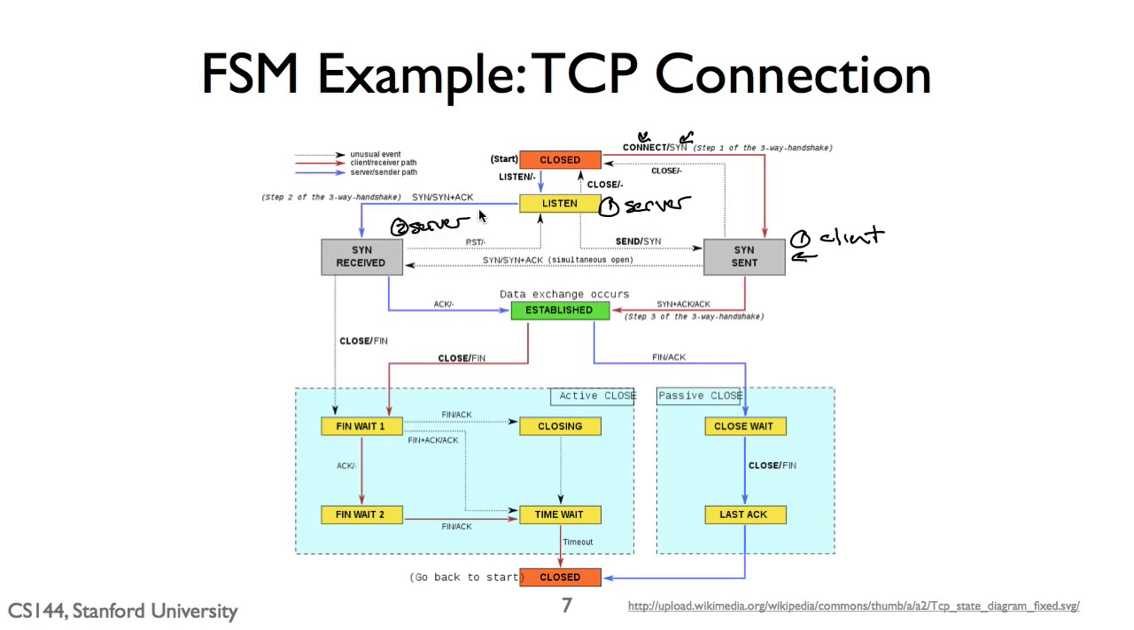Let's jump back to the client. Remember, it was in the SYN sent state. Now, when it receives the SYN-ACK from the server, it transitions to the established state. Its action is to send an ACK message, the third message of the SYN-ACK handshake. Now the client can start sending data to the server. Finally, let's go back to the server, which is in the SYN received state. When it receives the ACK from the client, it transitions to the established state and it can send data.